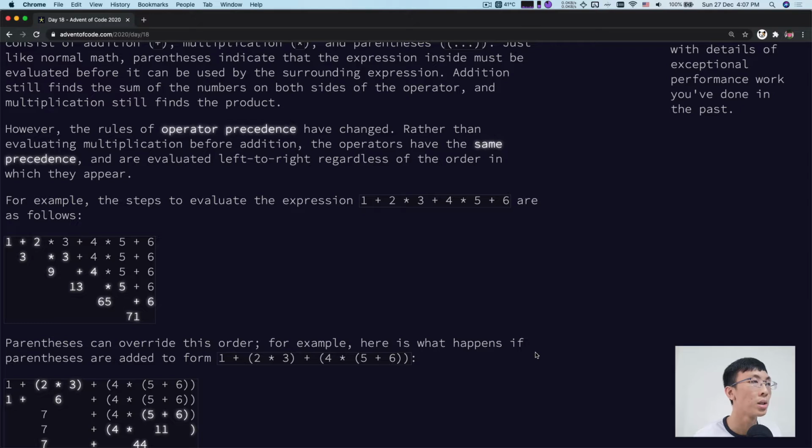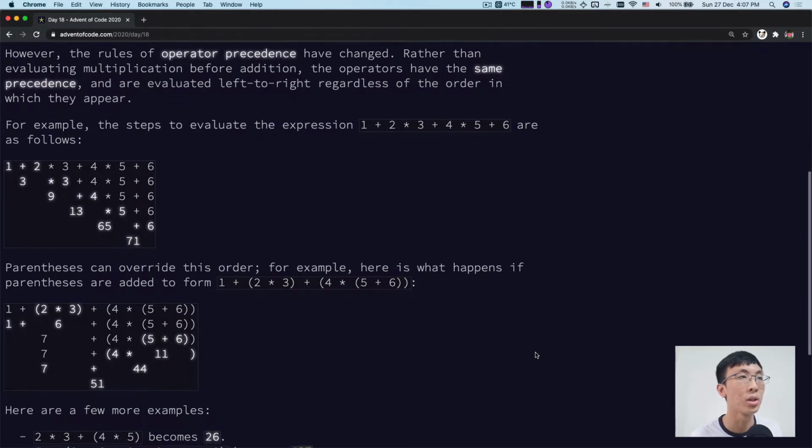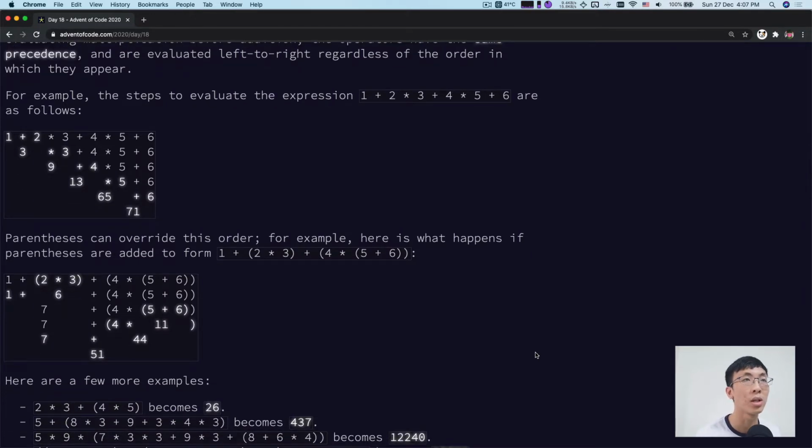For example, the steps to evaluate the expression 1 + 2 * 3 + 4 * 5 + 6: you do the sum first, and then the multiplication, and then 9 plus 4, you get 13, and 13 times 5, you get 65, 65 plus 6 equals 71. So basically, you can't use normal maths anymore, you have to calculate them, right?